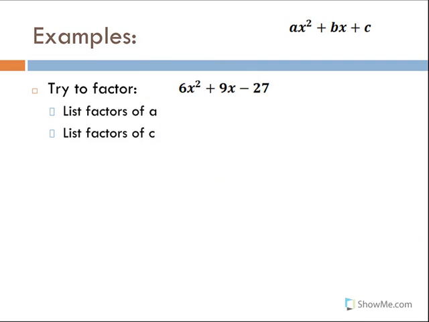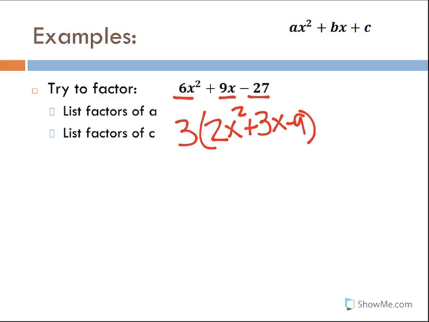Now, the last example I wanted to show you, and this is where we can do some simplifying. If all of our terms have something in common, it is always going to be best, or easiest, to take that out first. If we can do that, it's going to make our life easier. So 6, 9, and 27 all have a 3 in common. If I factor this out, I get 2x squared plus 3x minus 9, and then I can just go ahead and factor what's inside.